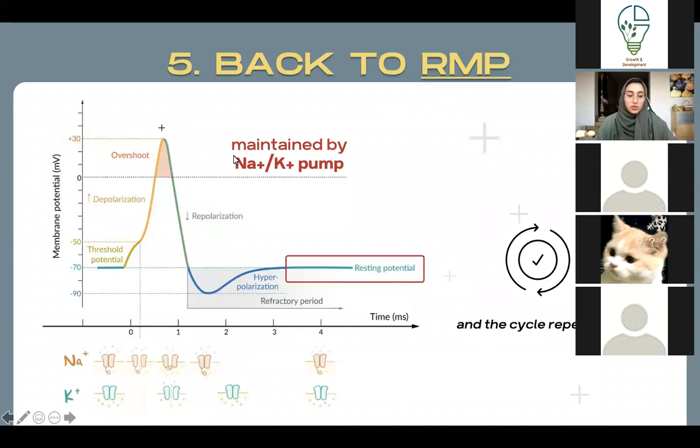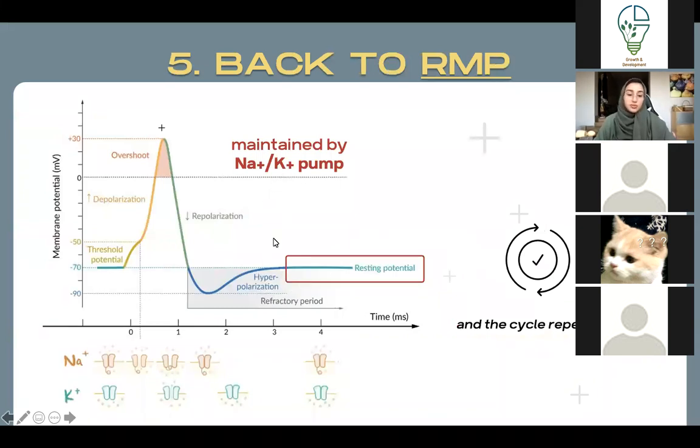And now how do we get back to resting membrane potential? Remember, the sodium-potassium pump is very important in maintaining the concentration gradients. So all the potassium that left and all the sodium that's inside is going to be kicked out and brought back in. So K is going to be pumped in, sodium is going to be kicked out by the what do you call it?